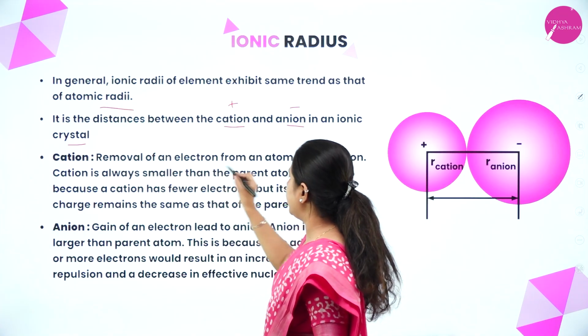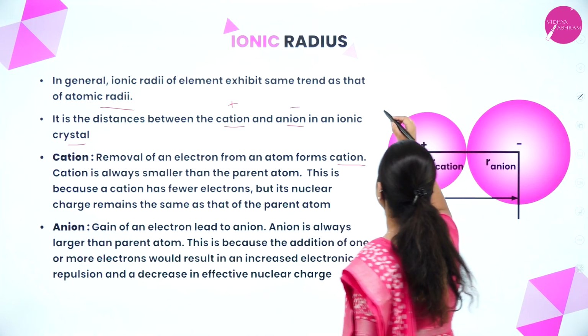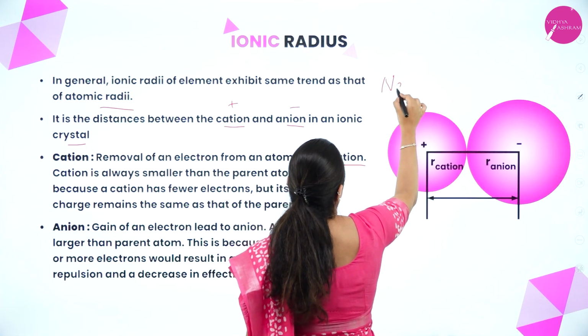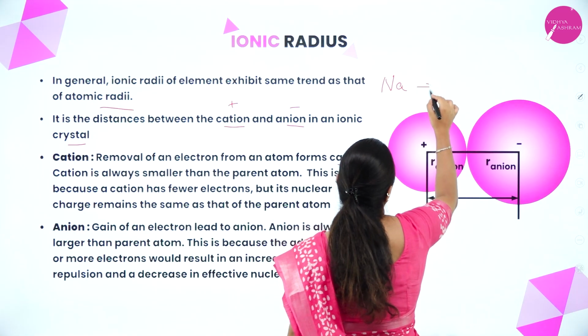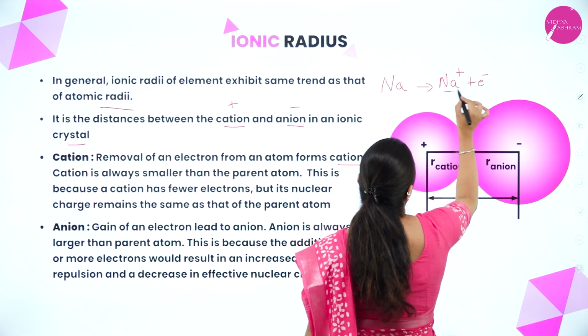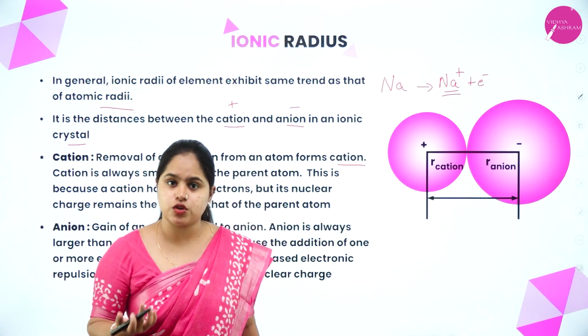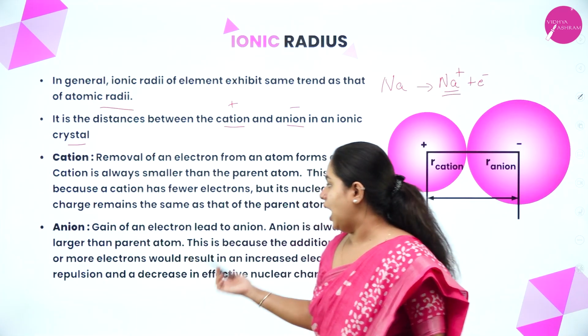The removal of an electron from an atom forms a cation. Let's consider sodium. If an electron is removed from sodium, what happens? Sodium becomes a sodium plus ion. So this positively charged ion is called a cation. Now, moving on to anion.